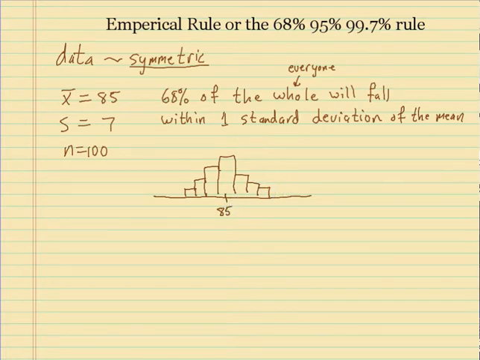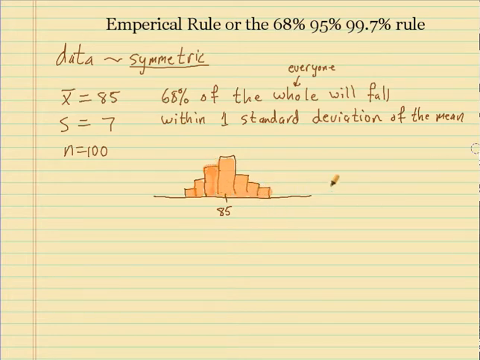So on this, let's go ahead and go up one standard deviation. Before I do that, really quick, we have to realize that the area of all of these boxes is equal to 1. That's everybody. Everybody falls under here, and that is equal to 1.